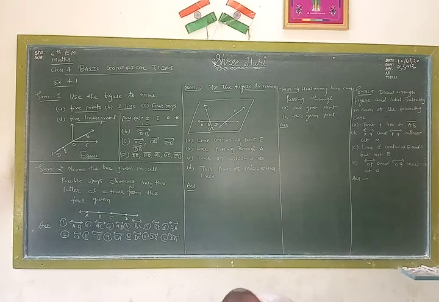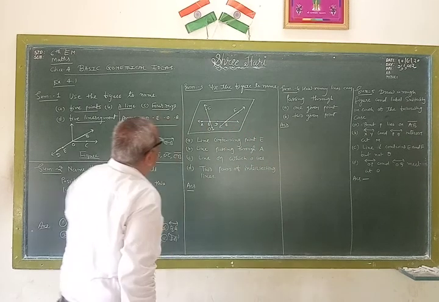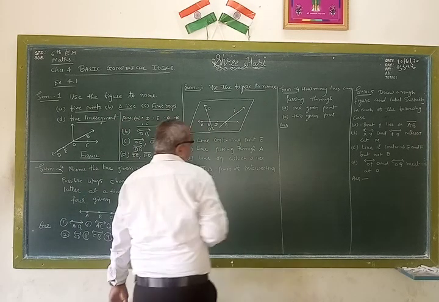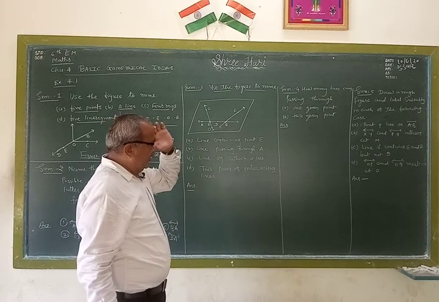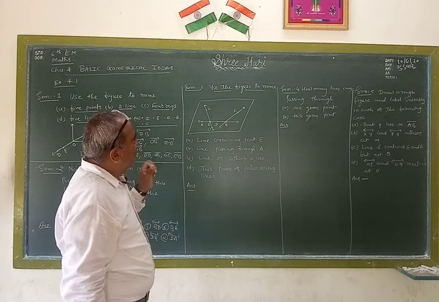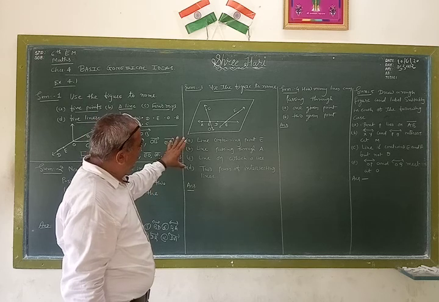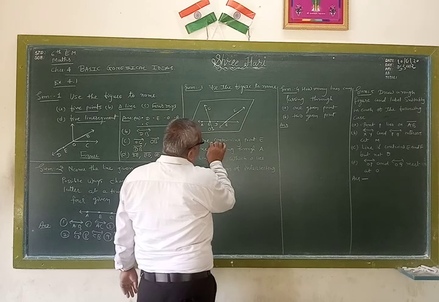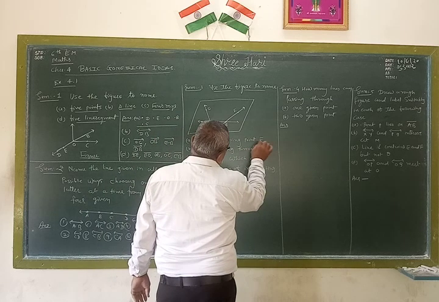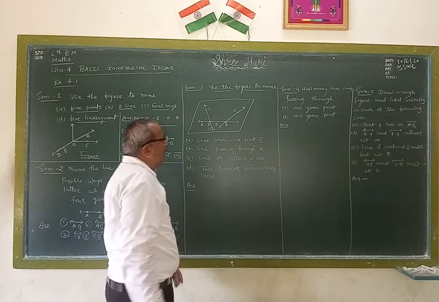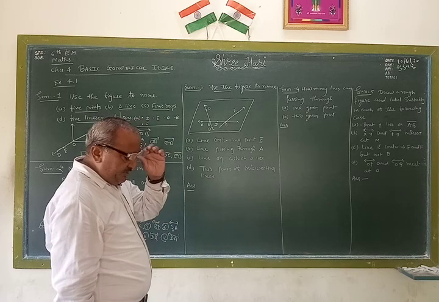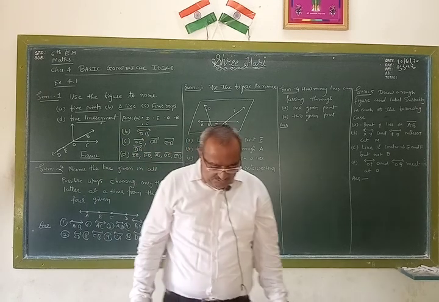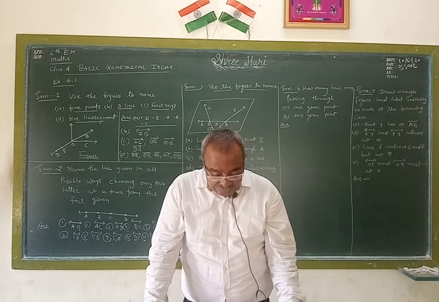Friends, now sum number 3. Use the figure to name. With the help of this figure, we have to give the answers of our 4 questions A, B, C, D. 1, line containing point E. It means the line on which point E lies. Means the line on which point E is present.